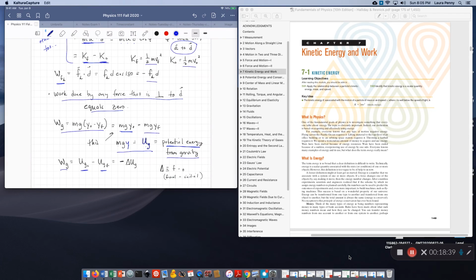This is actually negative delta, the change in U sub g. It's negative because delta always means the final value minus the initial value. But here we have the initial value minus the final value. So the work done by gravity is this. But you can also write it in these terms. You can write it in terms of the potential energy, where the potential energy due from gravity is capital U sub g, mgy.